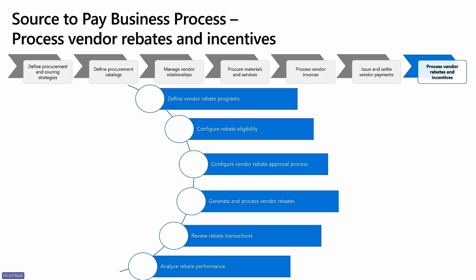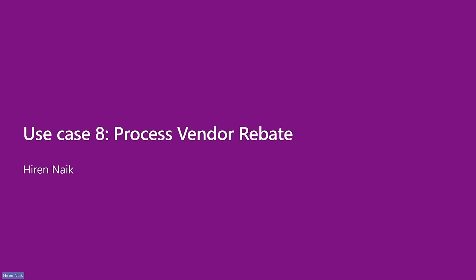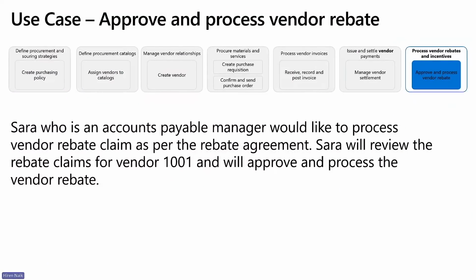Let us review a use case for processing a vendor rebate. Sarah, who is an accounts payable manager, would like to process the vendor rebate as per the rebate agreement. Sarah will review the rebate claims for vendor 1001 and will approve and process the vendor rebate.